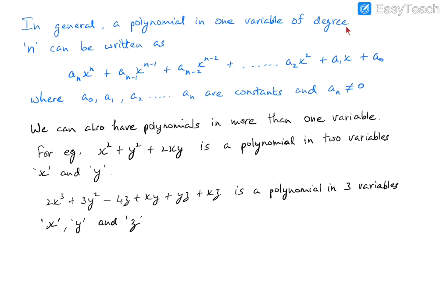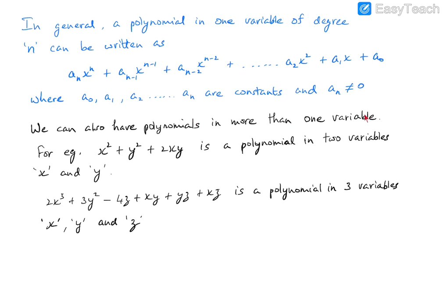And because we want this to be a polynomial of degree n, the term a n, the coefficient of x power n, should not be 0, which is what is mentioned here. So all the coefficients are some constants, and the coefficient of the highest power should not be 0. In this case, we want a polynomial of degree n, so therefore the coefficient of x power n should not be 0. Okay, so this is the general form of the polynomial of some degree n.